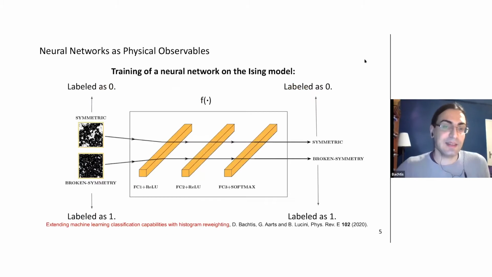To make this clear in terms of a figure, in the case of the Ising model, we have a set of configurations that we have labeled as 0 or 1, depending on the phase that they are in. And we give them as input to the neural network. They get processed through a series of transformations, and at the output we have the label that corresponds to the phase of each configuration. And through forward and backward propagation, the neural network eventually learns the best function f that is able to accurately separate these configurations.